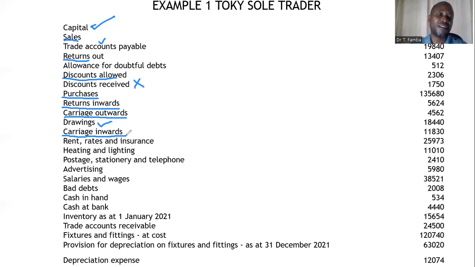Now then we have rent, rates, and insurance. This is an item for the statement of financial position, and this is an expense. But sometimes there are cases where we have prepayments of rent and rates or insurance. So we need to make some adjustments for these items.